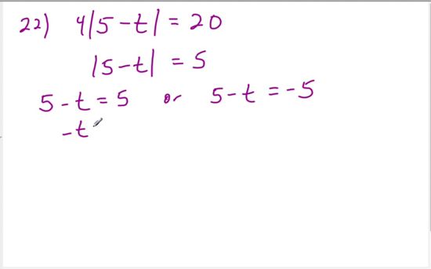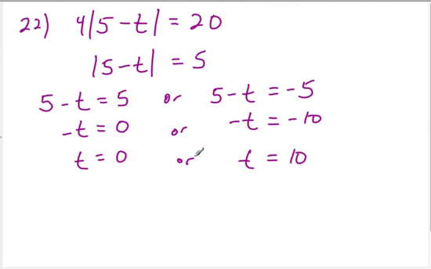Subtracting 5 from both sides here. Now multiplying both sides by negative 1. Over here, subtracting 5 from both sides. I'm multiplying both sides by negative 1. Alright, let's check these. So 0, 5 minus 0 is 5 times 4 is 20. That's correct. This one, 5 minus 10 would be negative 5. Absolute value making it positive 5 times 4 is 20. Those are good.